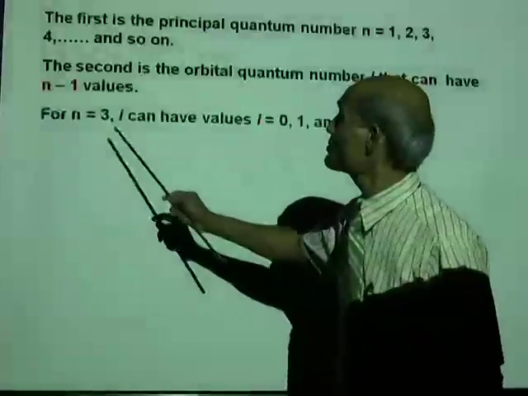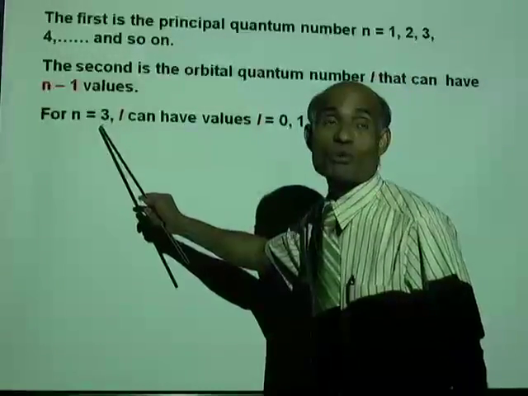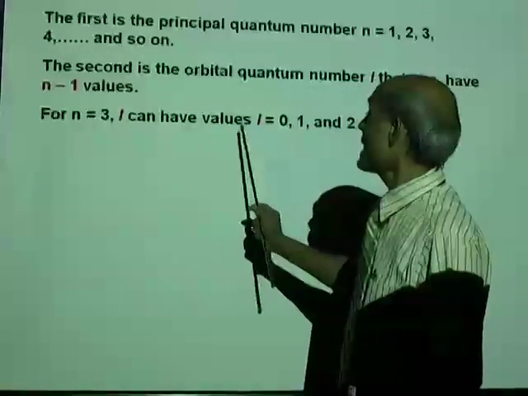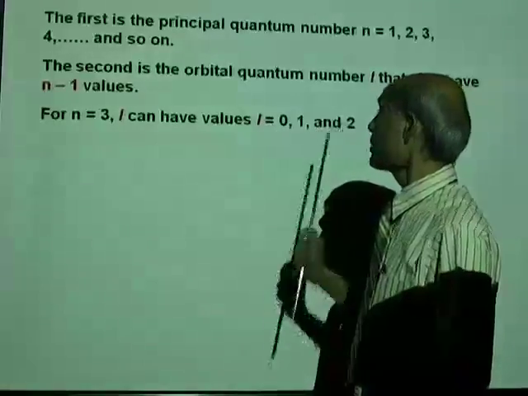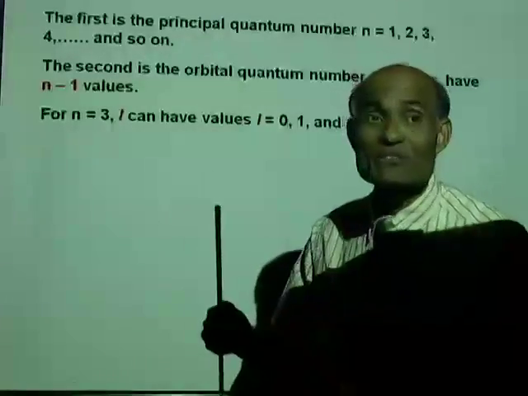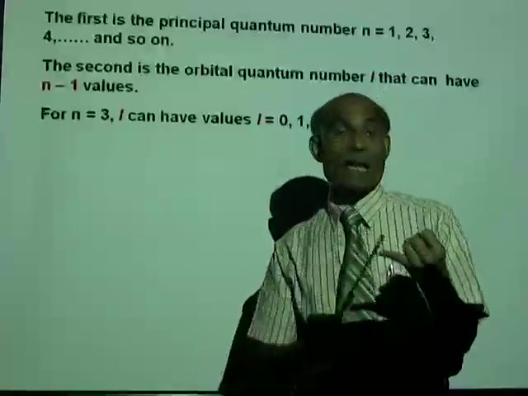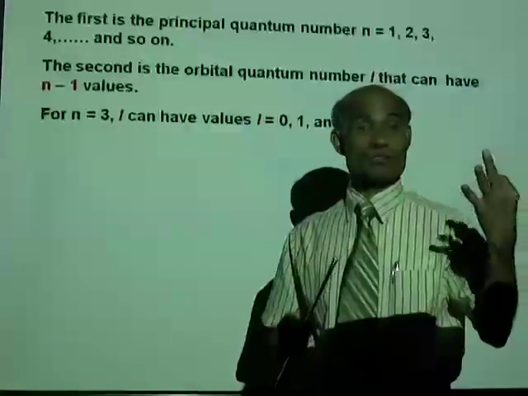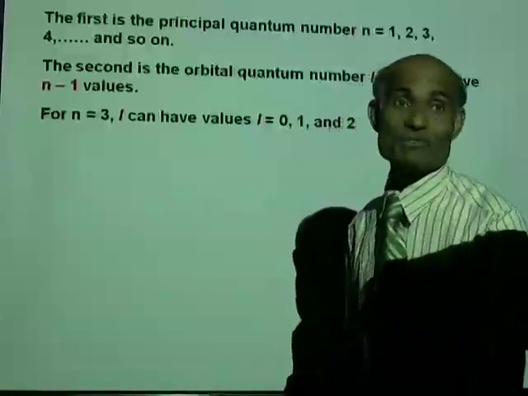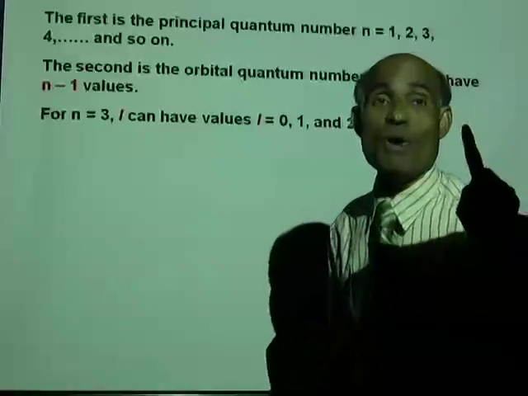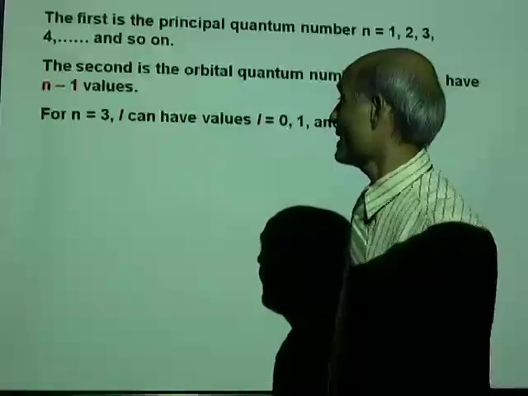That means for each n, there can be different L values. So if n equal to 3, what are the possible L values? L can be 0, 1, or 2. There are n minus 1 values. For n equal to 3, L can be 2, 1 or 0. There are 3 possible values of L for one n value there, n equal to 3.